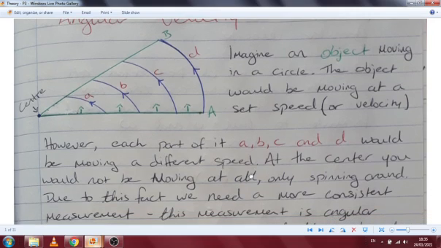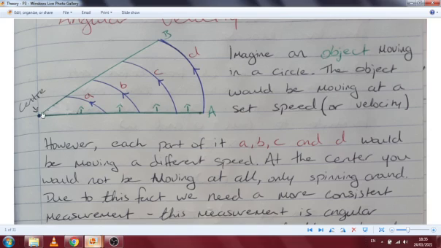However, when you examine it more closely, each part of it, A, B, C, and D, they're all actually moving at different speeds. So even though you would think that it's constant or uniform, this inside part A, this second part B, this third part C, and this fourth part D, they're all actually moving at a different speed. Likewise, the center would have a different speed. At the center, you would not actually be moving at all. You would only be spinning around. So if you're standing at the center, you're only turning. So you have zero speed because you have zero distance over whatever time.